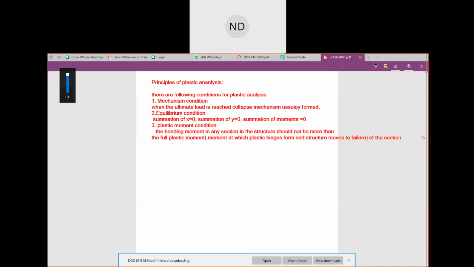Okay, so these are the principles of plastic analysis, where we have the following conditions. The plastic moment condition is what? The bending moment in any section in the structure should not be more than the full plastic moment. That is the moment at which plastic hinges form and the structure moves towards failure. That is your plastic moment condition, which must be followed.